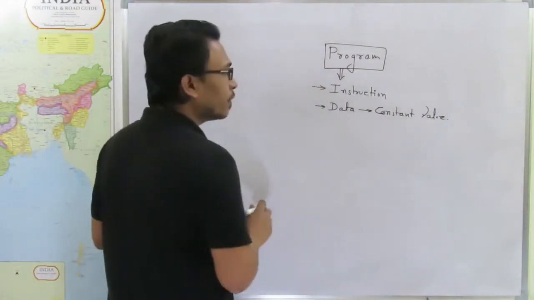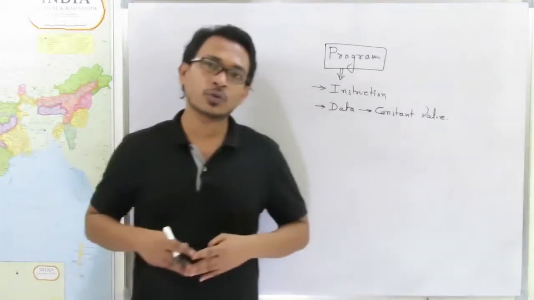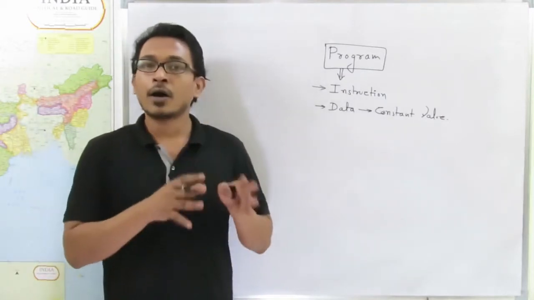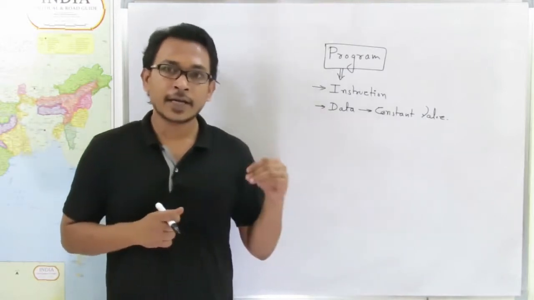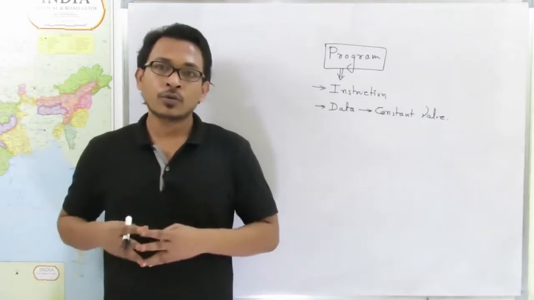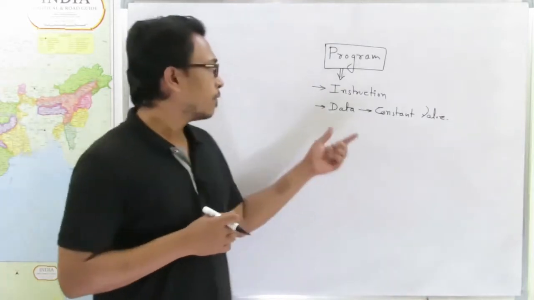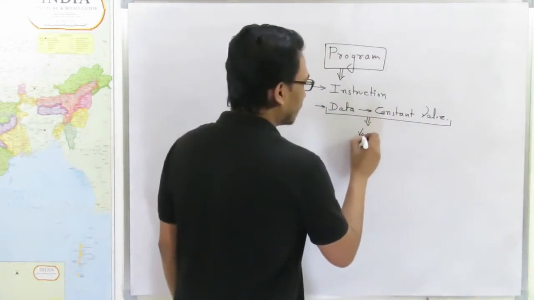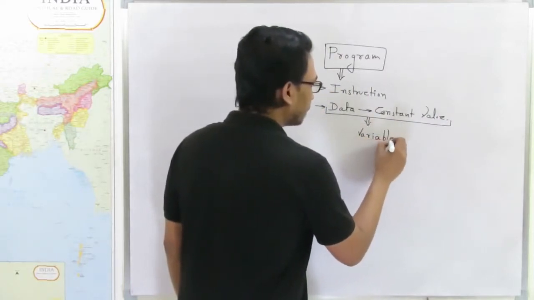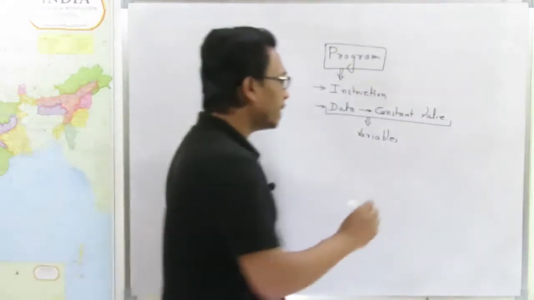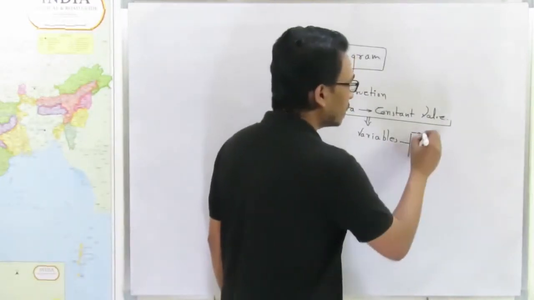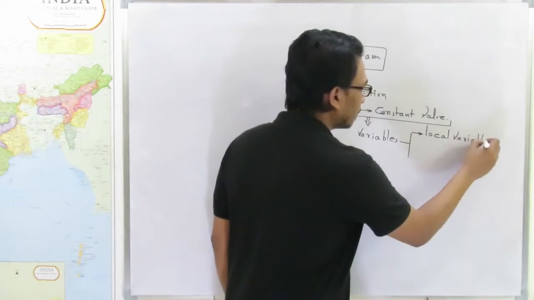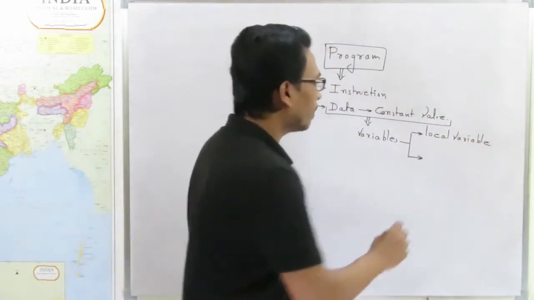And any constant value or data, we need to store that constant value or data into the main memory. Now how can we store the data in main memory? That we do with the help of variables. That means for data we need what? We need variables. Now again, variables can be of two forms. First one is local variable and then the second one is global variable.